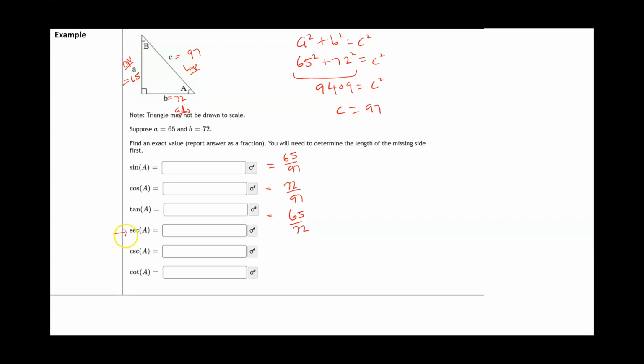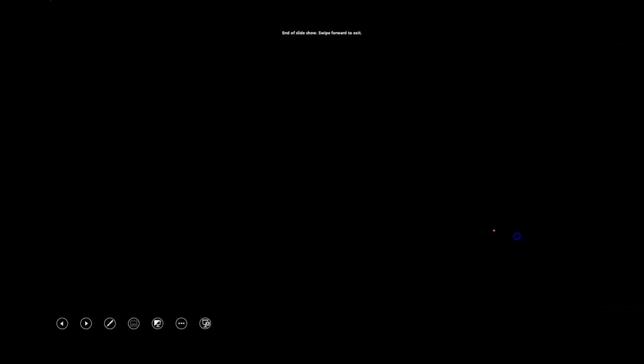Now, secant is the reciprocal of cosine. So if cosine is 72 over 97, the secant is 97 over 72. Cosecant is the reciprocal of sine. If sine is opposite over hypotenuse, the cosecant is hypotenuse over opposite, or 97 over 65. And then cotangent is the reciprocal of tangent. Tangent is opposite over adjacent, so cotangent is adjacent over opposite, which is 72 over 65. Okay, and then the rest we'll do in class.